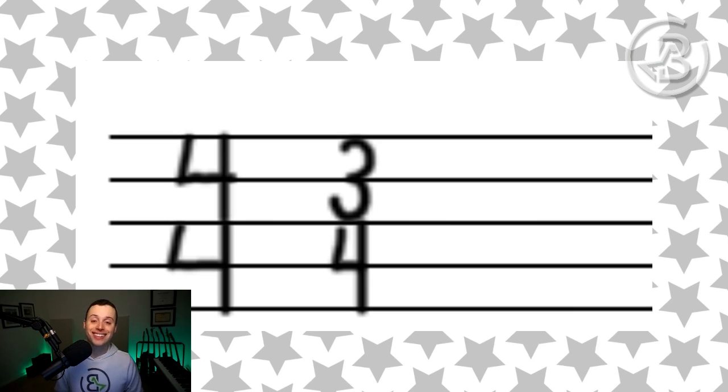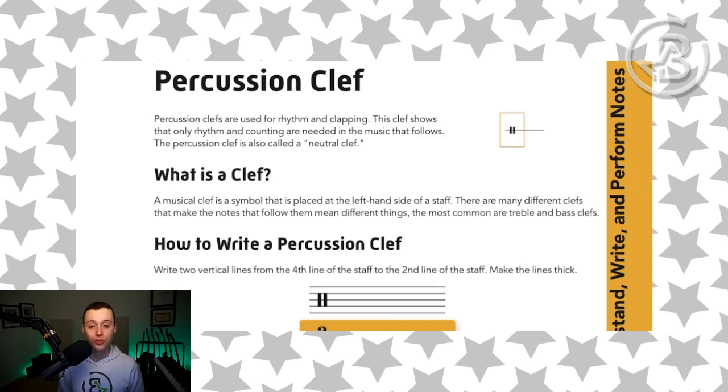In this lesson, you are going to read, write, and understand a percussion clef. Percussion clefs are used for rhythm and clapping. So this clef, think like key, like the key that opens the understanding of what's going to happen. The clef shows that only rhythm and counting is needed in the music that follows.